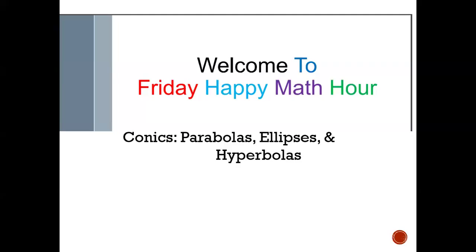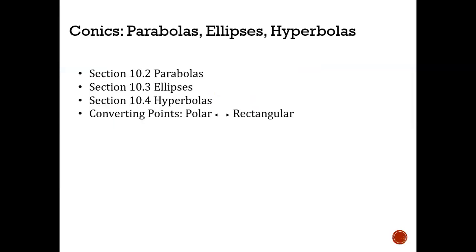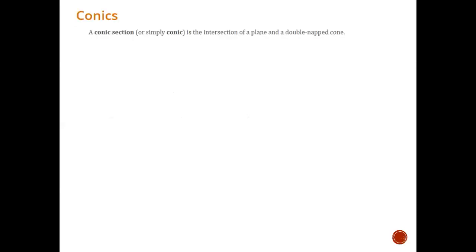Math hour for Math 2412. We're going to be going over conics today: parabolas, ellipses, hyperbolas. We have a good amount of examples. From 10.2 is your parabolas, 10.3 is your ellipses, 10.4 is your hyperbolas. And then we're going to be looking at a couple of examples from later in the chapter on converting from polar to rectangular points. So the first few sections are about conics.